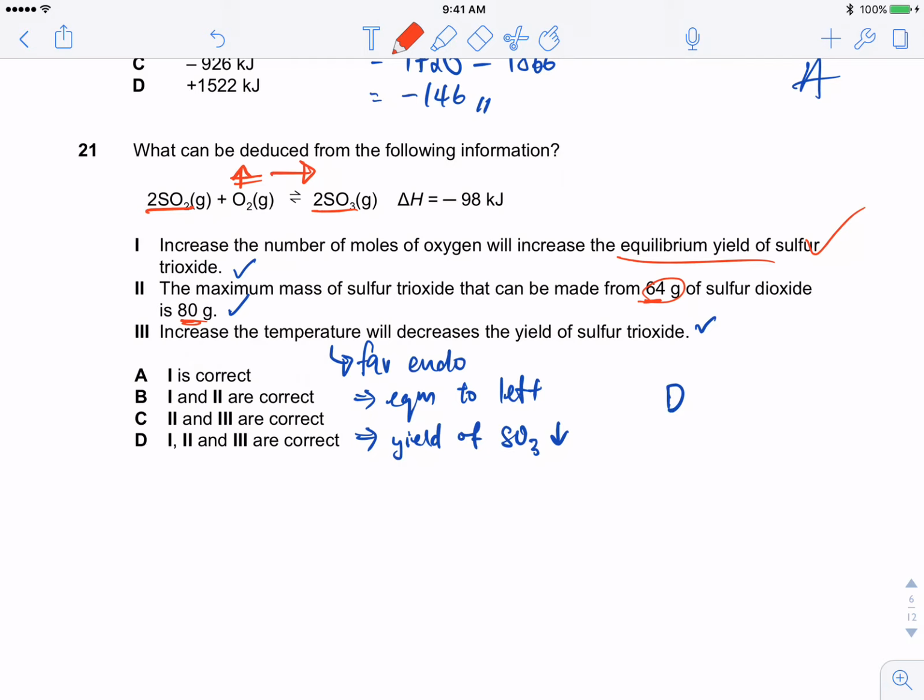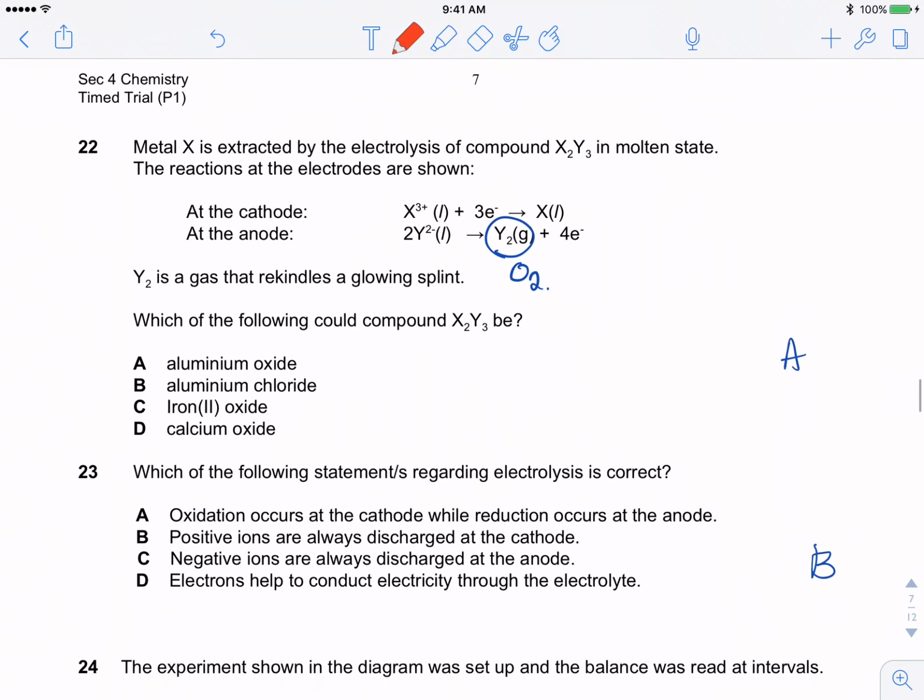Last, increasing the temperature will decrease the yield of sulfur trioxide. Now this is true. Why? Because when we increase the temperature, we favor the endothermic process to take in some of the increase in heat. So this makes equilibrium shift to the left, since to the right is an exothermic reaction. Therefore, this causes the yield of sulfur trioxide to drop. Therefore, answer is D, all are correct.